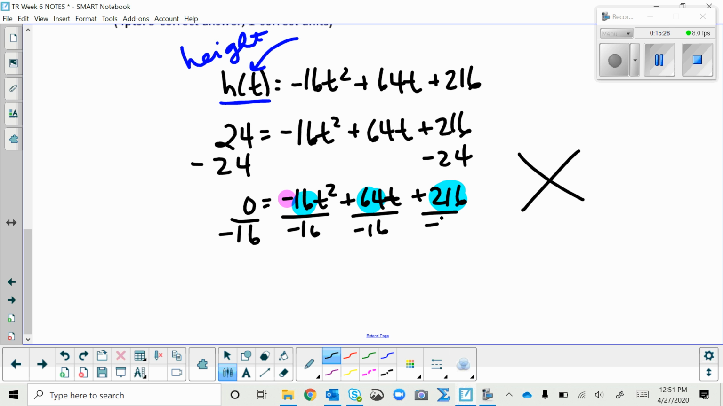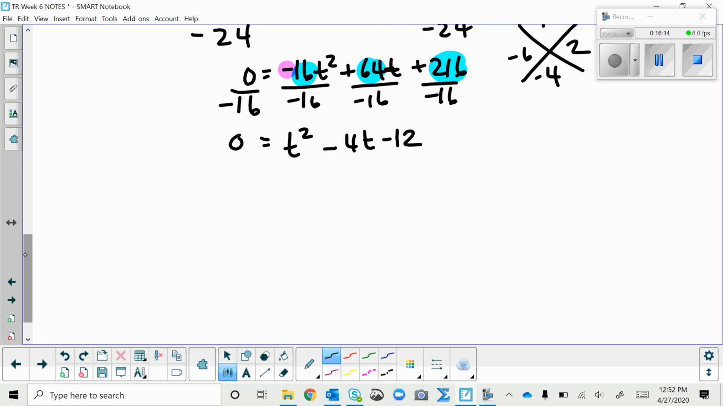Divide everything by -16. On the left, you still have 0, because 0 divided by anything is still 0. And on the right, we now have positive t squared minus 4t minus 12. Now that the a value is positive, we can do our cross method. And as a bonus, because we divided out a GCF, the numbers are way smaller to work with. They would have been much bigger, and it would have been a harder problem if we hadn't taken that GCF of 16 out a second ago. All right, so now we can do our cross method. What multiplies to -12 and adds to -4 is -6 and 2.